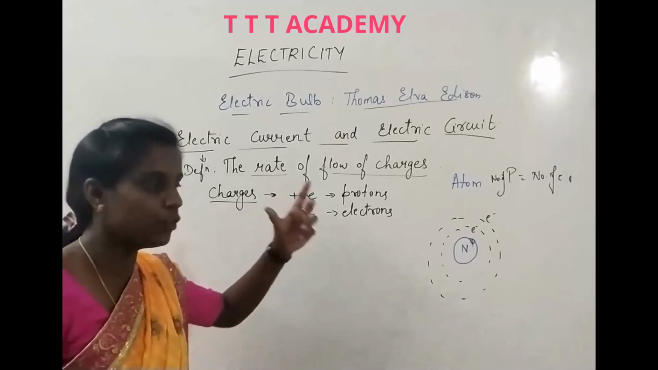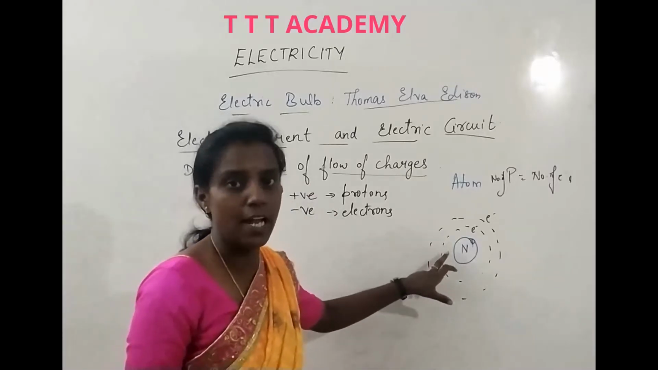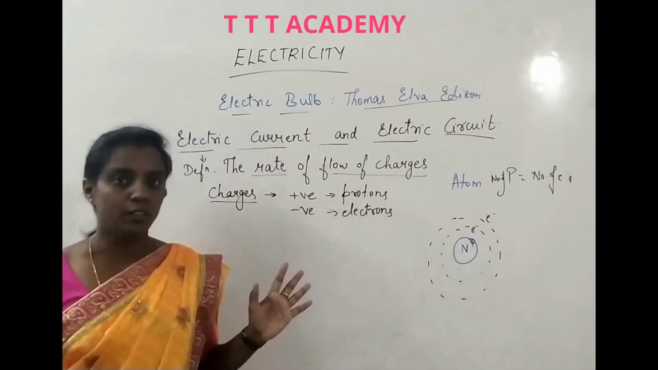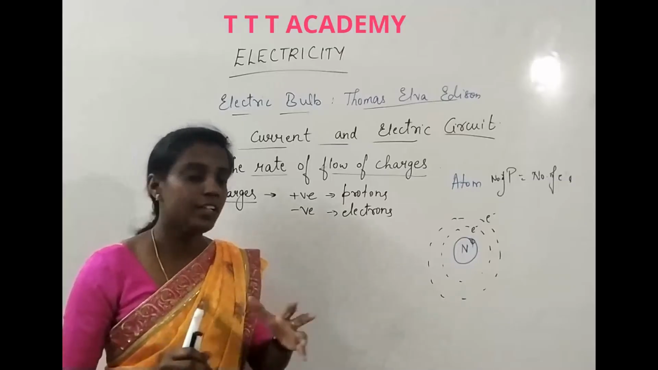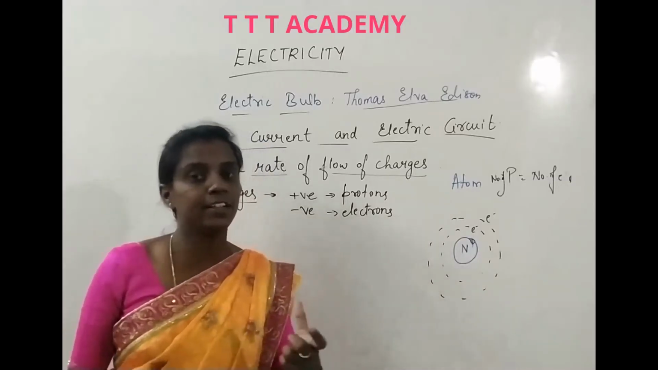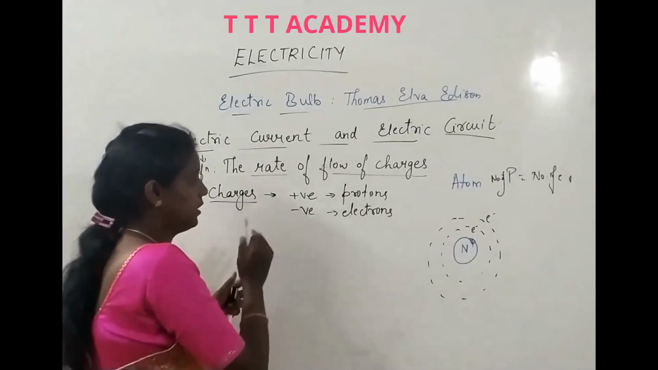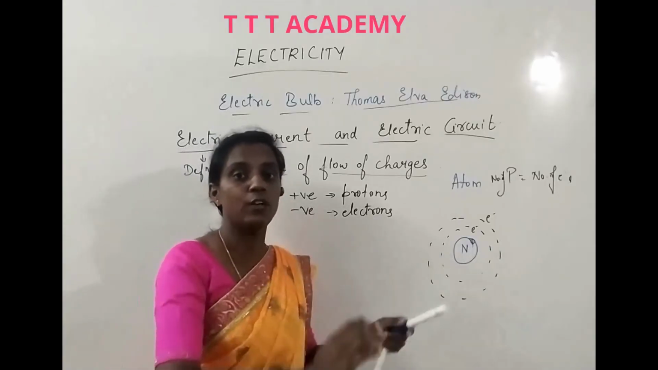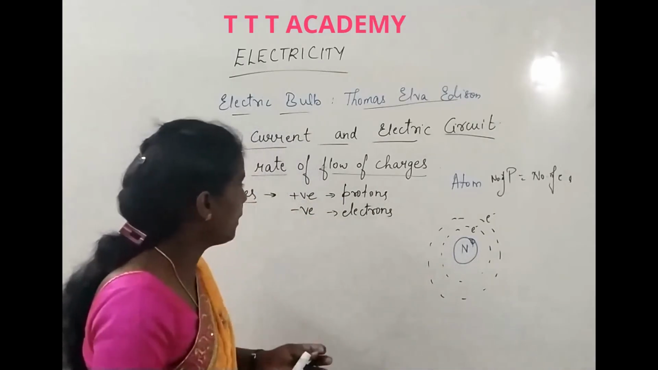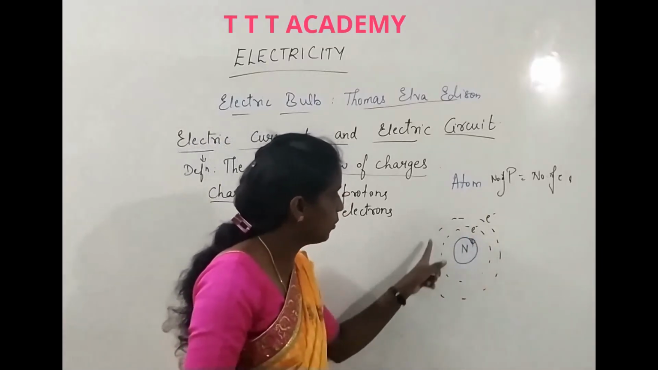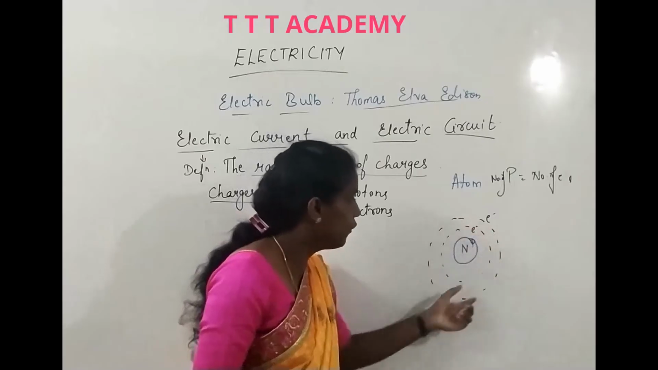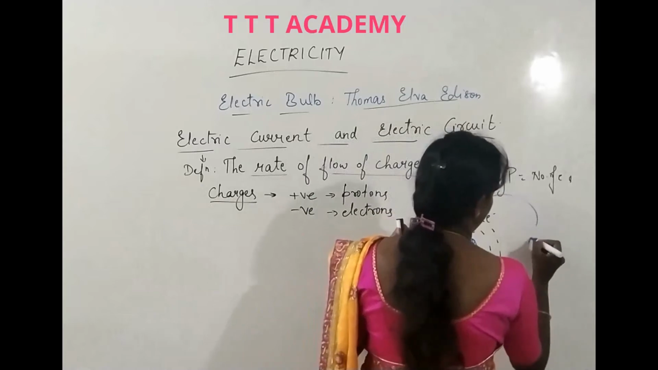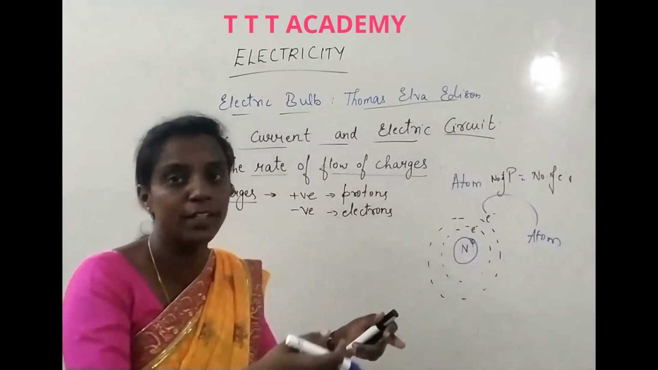Now you came to know that charges are present in the atom, and we have positive and negative charges, that is protons and electrons. Now for this electricity chapter, we have to consider the electrons, that is negatively charged particles, because these electrons will flow from one atom to the other atom. What I am saying here: I told you electrons will be surrounding the nucleus in the atom. Not that flow, these electrons will jump from one atom to another atom. Okay, that movement I am talking about.